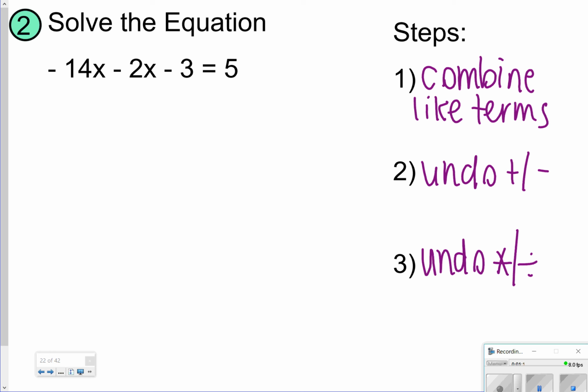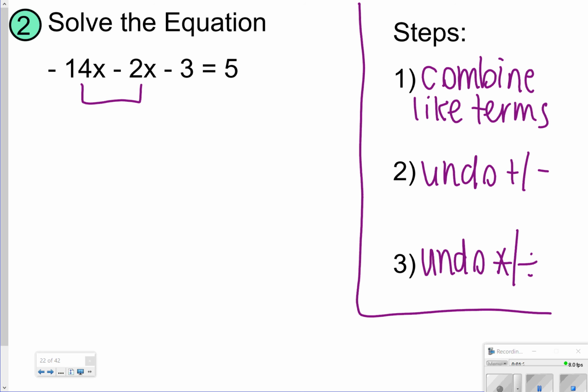So what would be helpful is if you would write these in your notes. I'm going to continue working out this equation here on the left so you can see how it's done, and then I'll give you some time to pause the video at the end. So the first thing I'm going to do is combine these two like terms. They both have x's, and I'm going to be able to combine them.